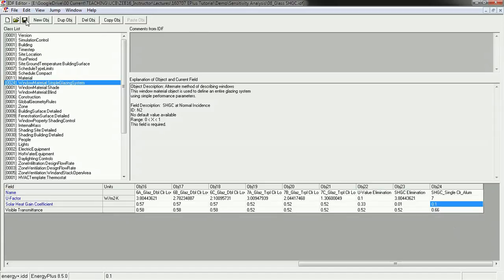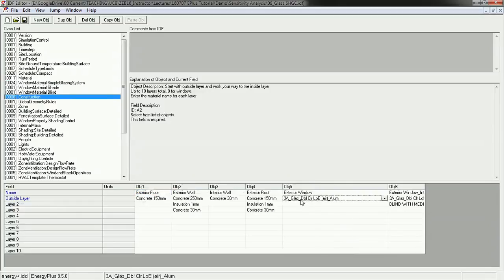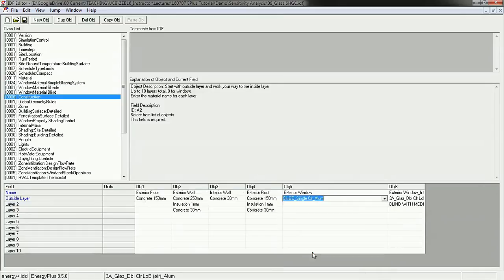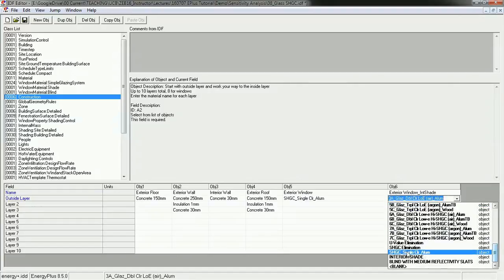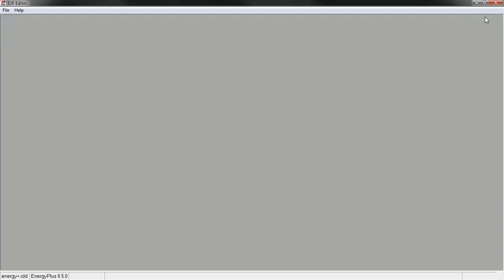And I'm going to save that. Oh wait, before I save this, or it doesn't matter, I need to make sure that I've made this new material. I need to assign the new material as well. So here, under construction, make sure it's not just 3A. Actually, it just occurred to me it should have been set to 1A before. I'll change that later. But now I want to set it to SHGC, single clear aluminum. That's the one we just modeled. And for the shade, I want to do the same thing. I want to set this to be SHGC, single clear aluminum, like that. And now save this. And now close it, and now open the baseline.